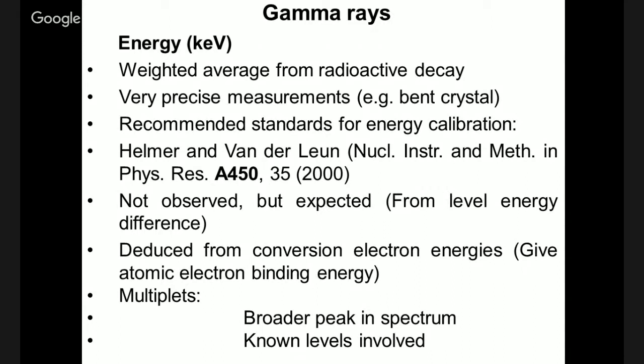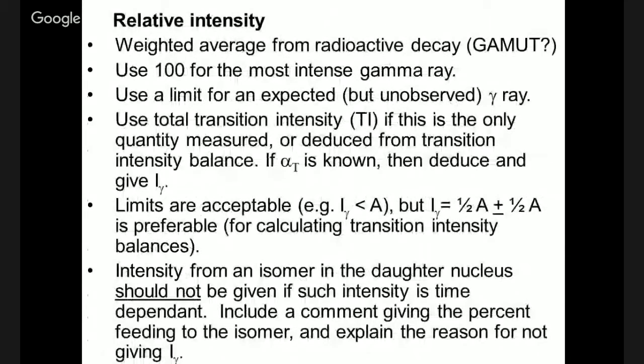Conversion electron energies, etc., multiplets. Relative intensities. Let's say we have 3 measurements of gamma rays emitted by a nucleus. We get the gamma rays there and the intensities. We find the averages, and that's what we report. However, is that the best that we can do? No, it's not the best.